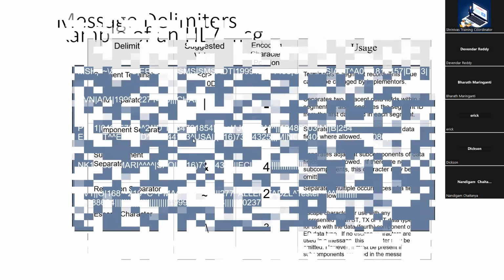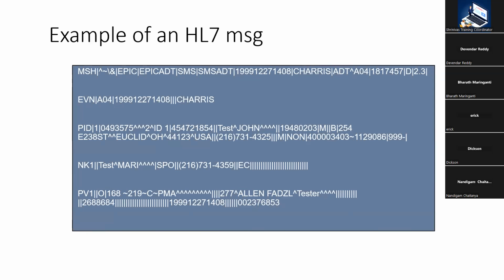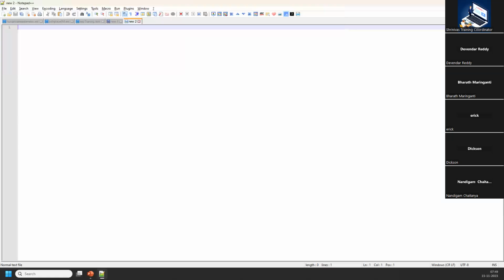Now let us look at an HL7 message. If you look at this HL7 message, you can see that we have various segments. There are 5 segments here altogether, right? So let me paste this in a notepad so that we can have a little bit better view.